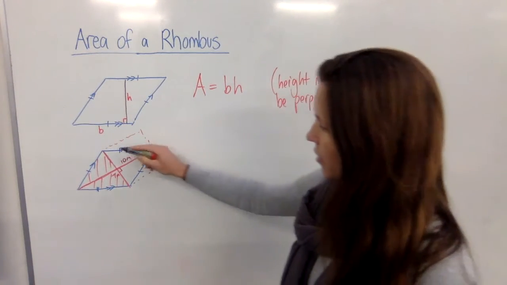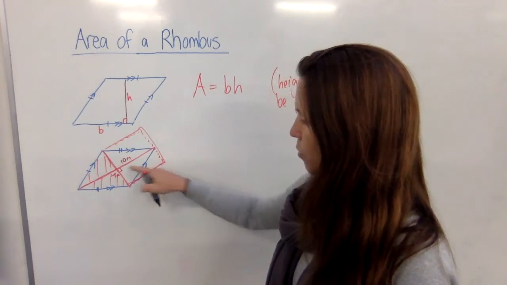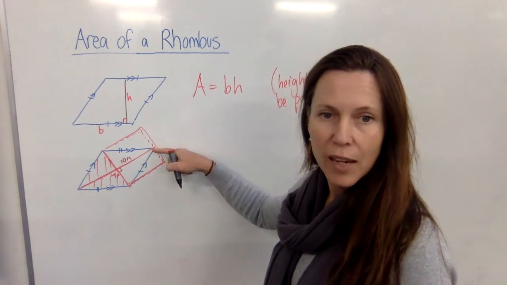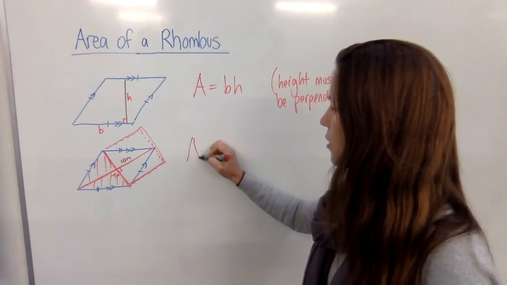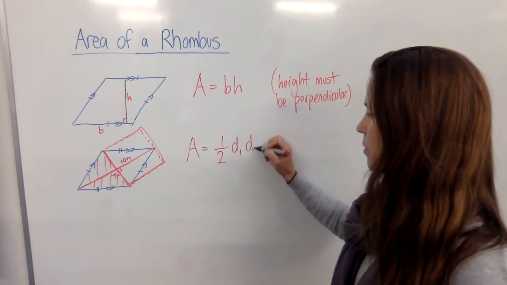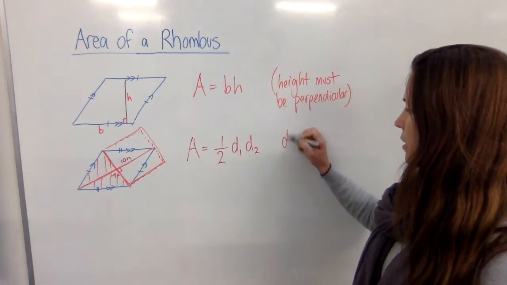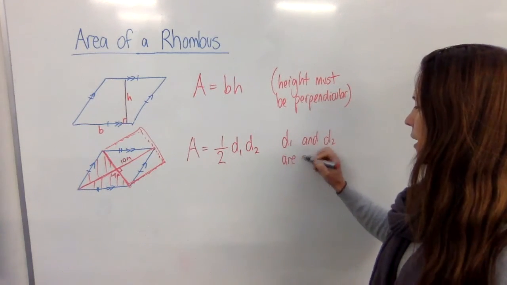So to find the area of this space, that would just be base, which would be half of this diagonal of 10, you'd have 5, multiplied by the other diagonal. So the formula then is half of one diagonal times the other diagonal. So here, D1 and D2 are the diagonals.